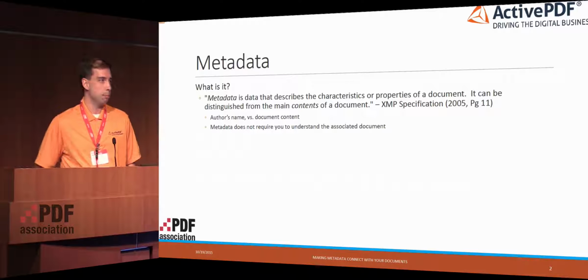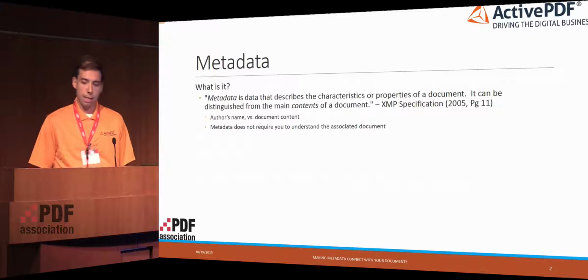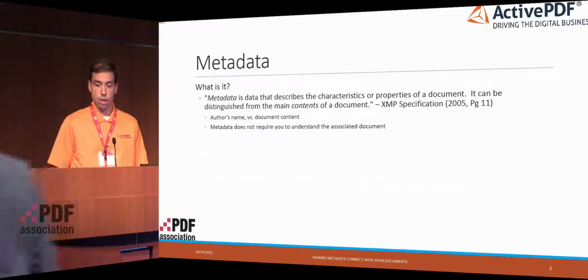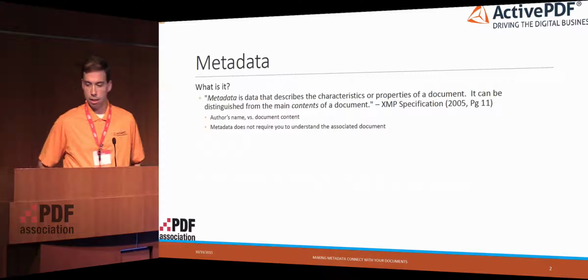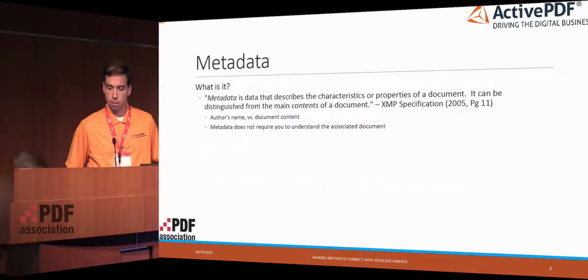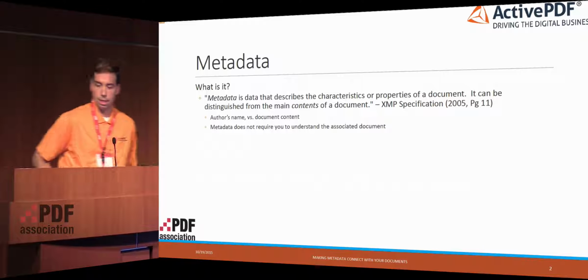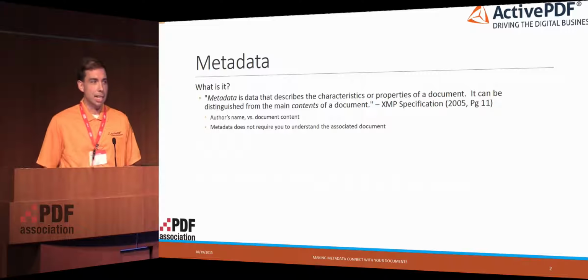So, what is metadata exactly? Well, using the definition from the XMP spec, metadata is data that describes the characteristics or properties of a document. It can be distinguished from the main contents of a document. Now, that last part is especially important, being able to distinguish metadata from the contents of a document.